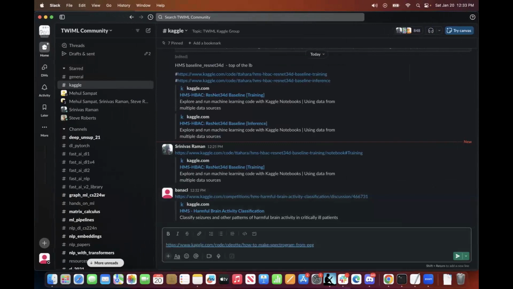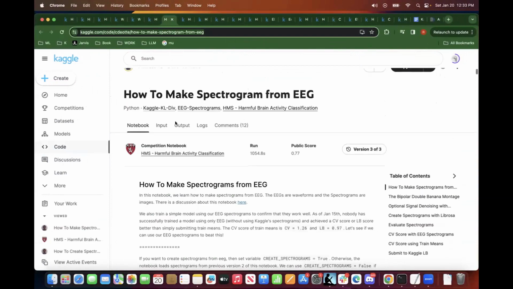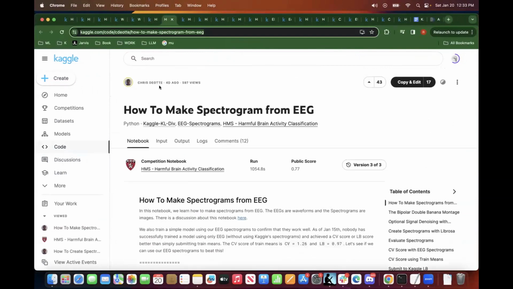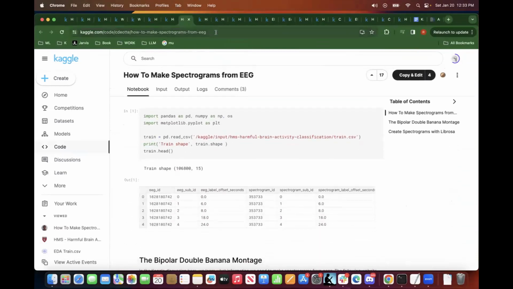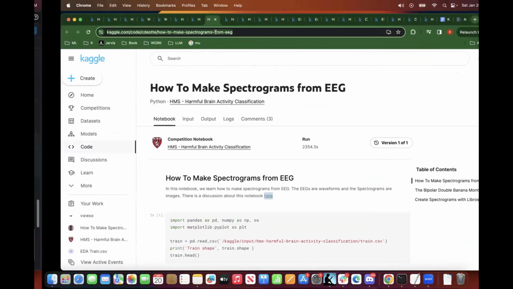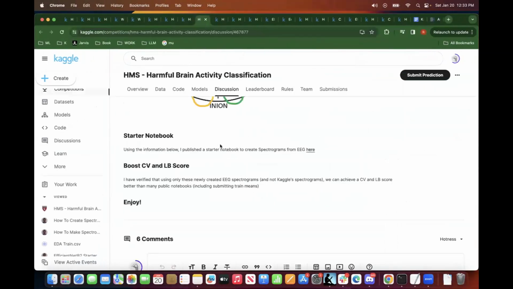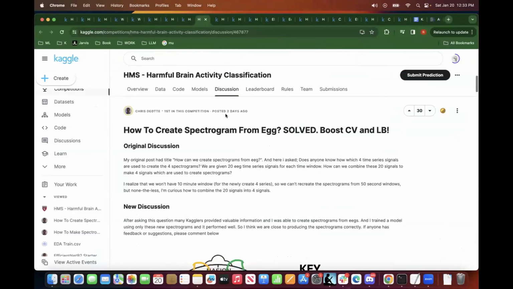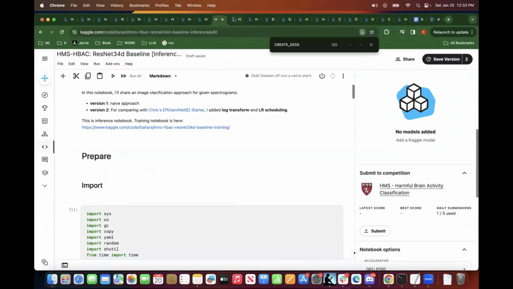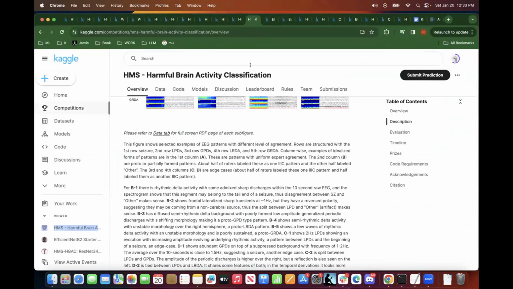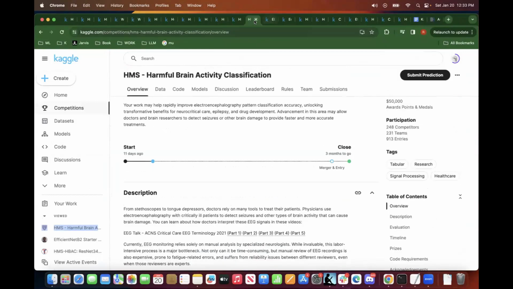Is that Chris or is that somebody else? Yeah, this is Chris. This is the notebook as such, and I think the discussion post was already there. Yeah, this was. Okay. This is the one. I love the term double banana montage. What else was there? Yeah, this is the same ResNet stuff we spoke about. What is this? This is just an overview. Okay, never mind.